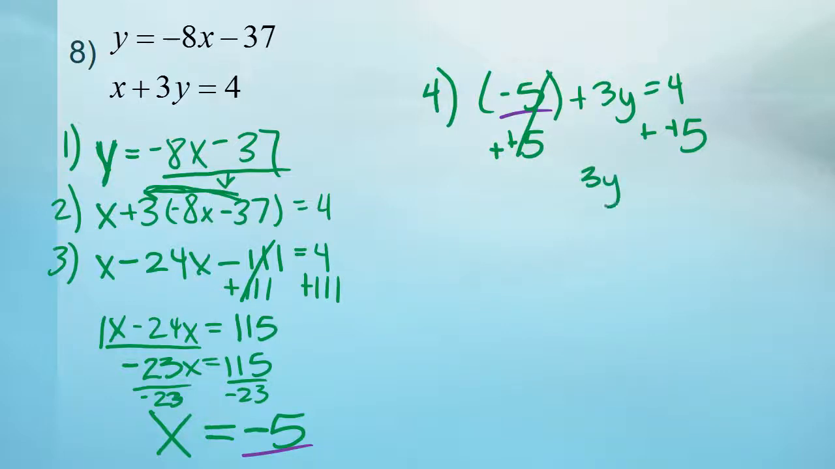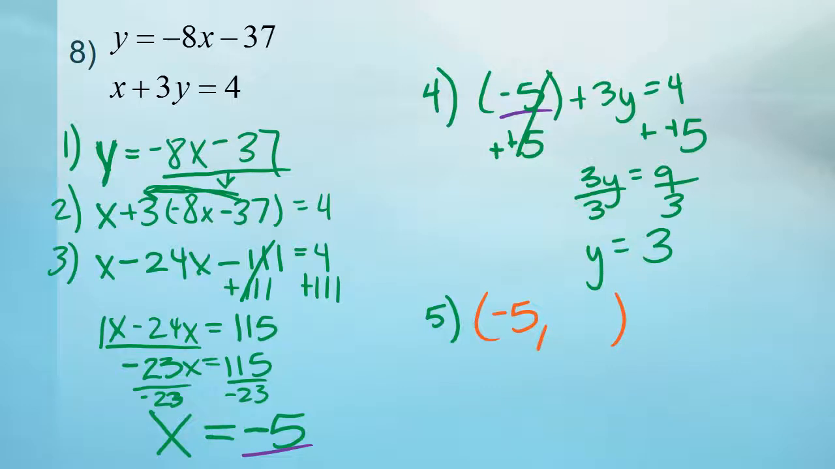That leaves me with a 3y equals 9. Last step, divide both sides by 3. 9 divided by 3 is positive 3. Last step, take your answer and write it in coordinate point form. So my x value is negative 5 and my y value is 3.